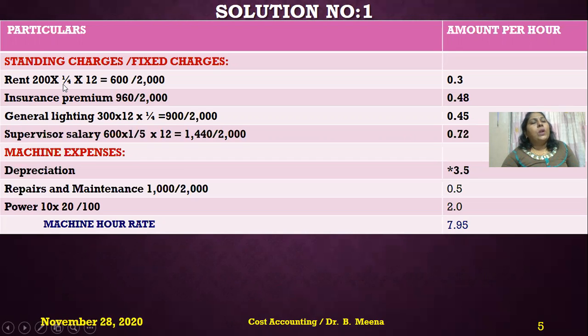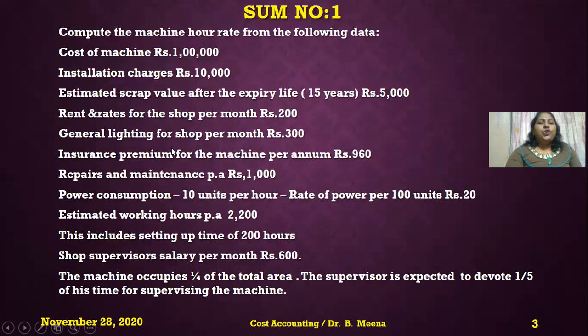Why are we doing this calculation? Because I want to know what rent is applicable for a machine alone. So into 12, why am I doing this? Because this amount is for a month, and I want to convert it to per annum. So multiply by 12. So I'll get 600 rupees as the rent applicable only for the machine, and that too for 1 year. Then divided by 2000 hours means I will get the rent and rates for the machine alone for 1 hour. Are you clear? Then I'll go to the next expense.